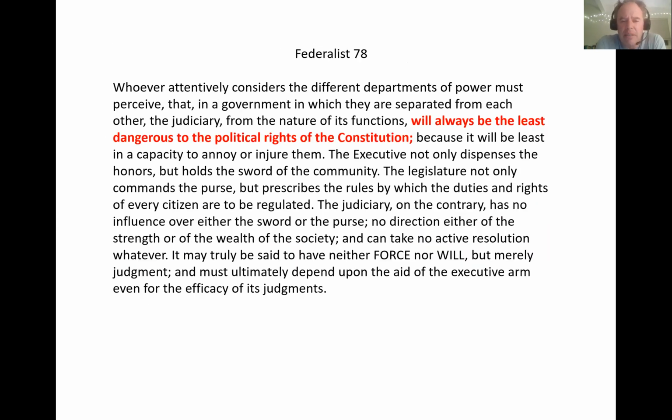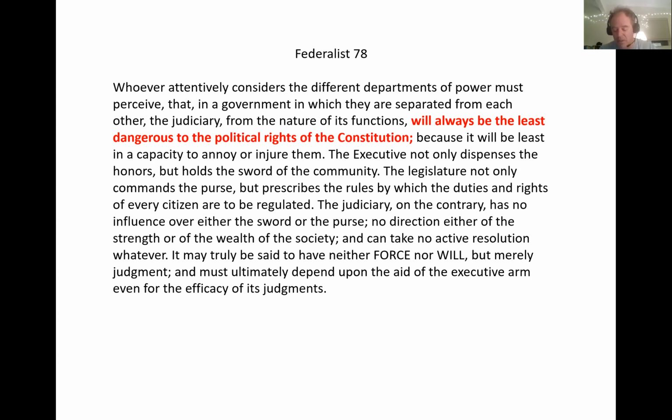The Federalists and Brutus also debate the issue of the judiciary. Hamilton writes Federalist 78. This is a very, very famous line from the Federalist Papers, in which he says that the judiciary will always be least dangerous to the political rights of the Constitution. That is, that the federal judiciary is relatively weak. Again, this is true for much of American history. It certainly is no longer the case.